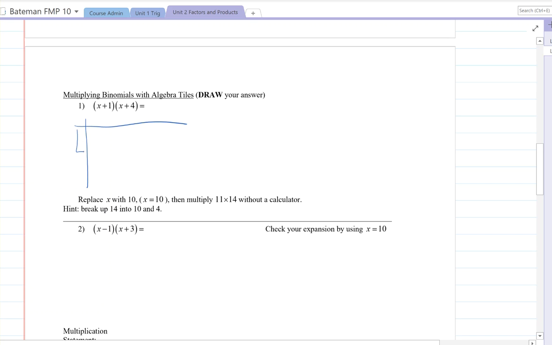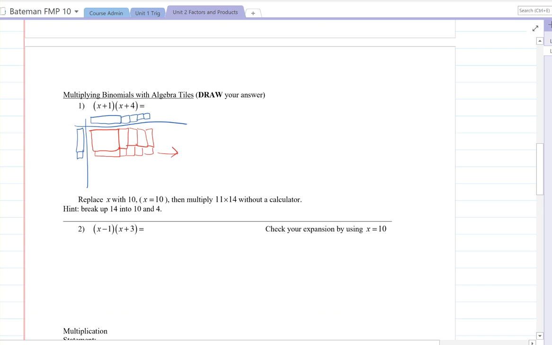I will randomly choose x plus 1 here, and I will randomly choose x plus 4 here. So we have x plus 4 times x plus 1. Here we have x times x, which gives us an x squared. And then we have x times 1, which gives us an x. Then we have x times 4, which gives us 4 x's. And then we have 1 times 1, which gives us 1, 1, 1, 1. And so we have our answer.